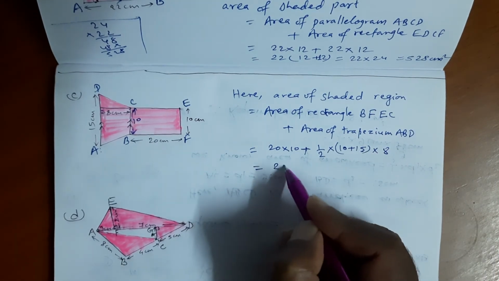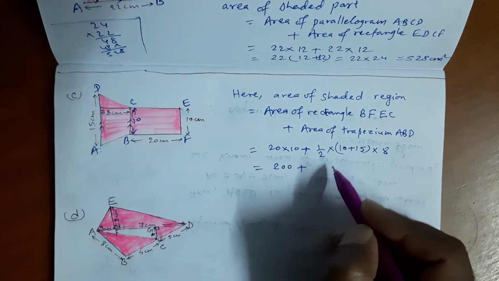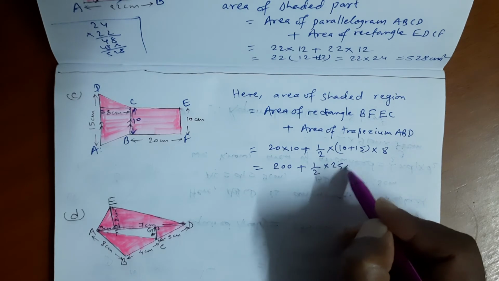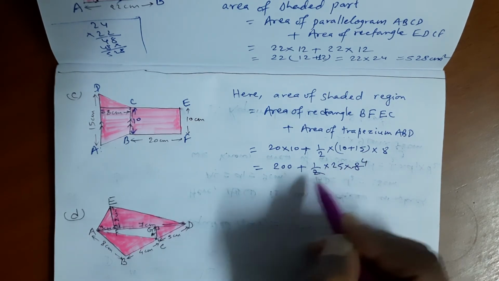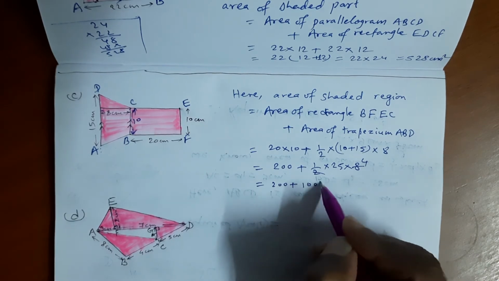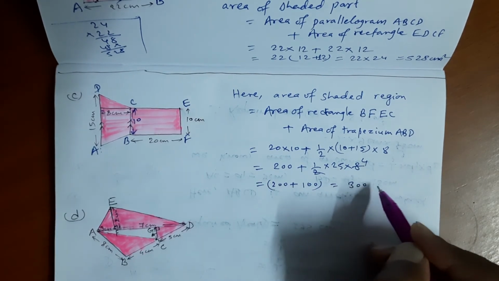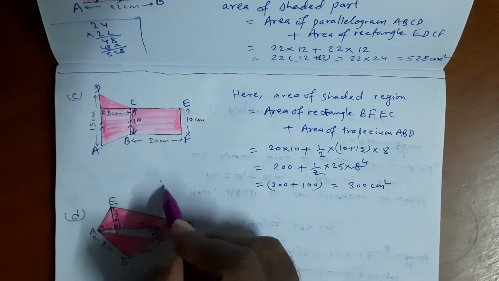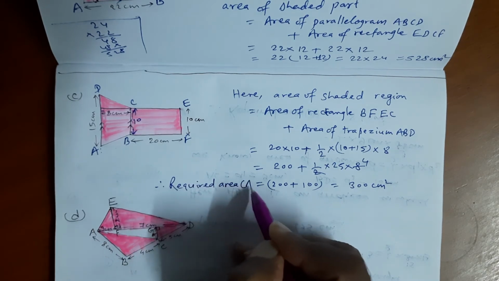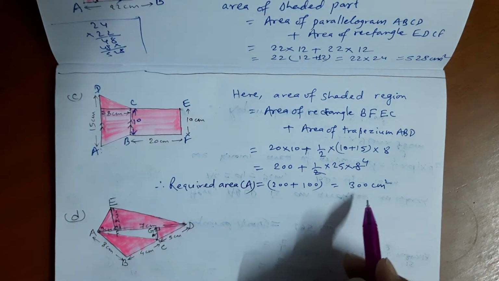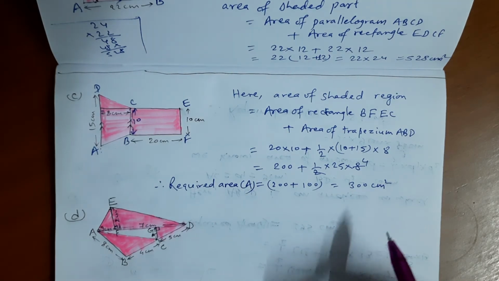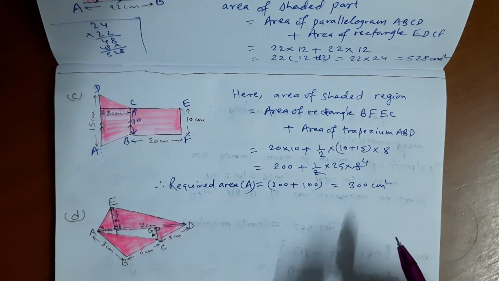Now 20 tens are 200, plus 1 over 2 times 10 plus 15, that will be 25, times 8. 2 4s are 8. Now 200 plus 25 4s are 100, equals 300 cm square. Therefore, the required area of the shaded part is 300 cm square. Okay, in this way we can easily find the required area of the shaded part.